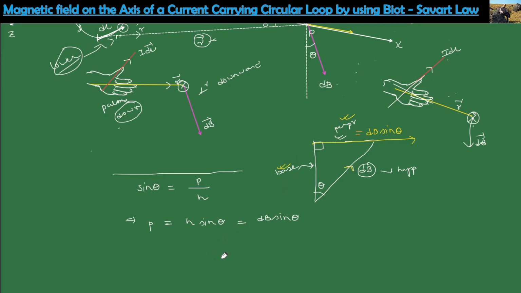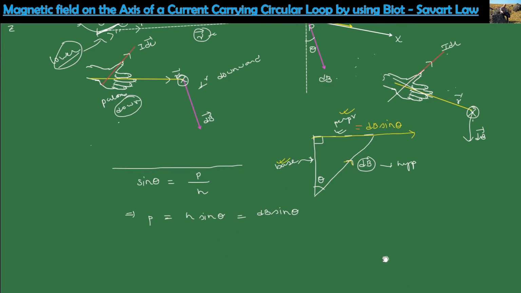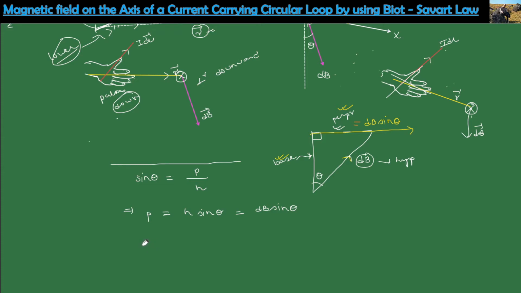Next, I will determine the base component. How will you determine the base component? The first function, for determining the perpendicular component, is the sine function. If you want to find the base component, you make use of cos of the angle. So cos of theta will be base divided by hypotenuse. So our base will be hypotenuse into cos of theta.